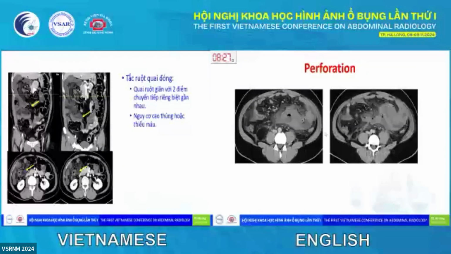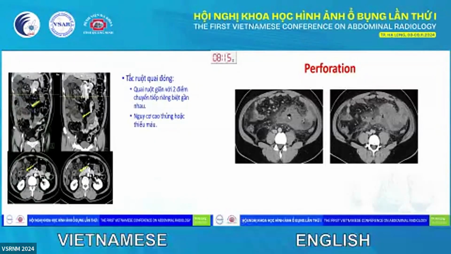Perforation is also another potential complication of intestinal obstruction, and here we have another patient who unfortunately developed perforation of the small bowel loops due to long-standing obstruction. You can see that there's tiny gas locules within the small bowel mesentery.